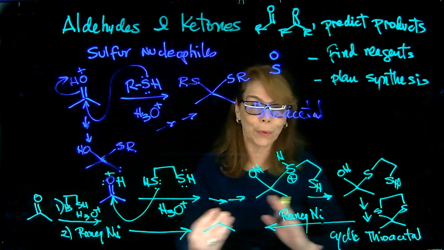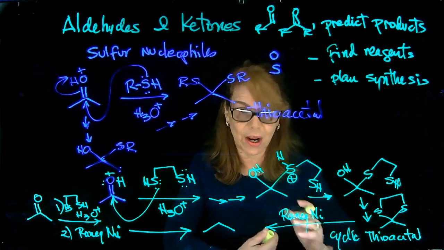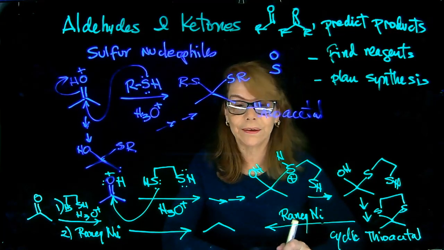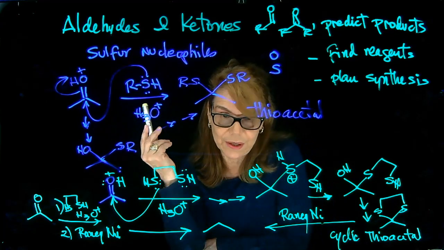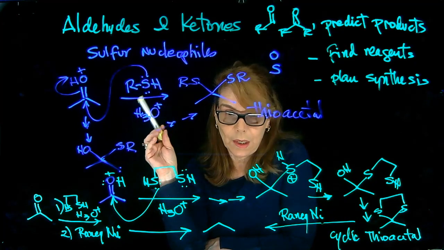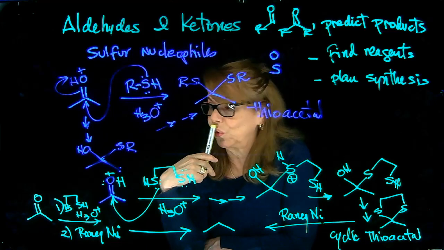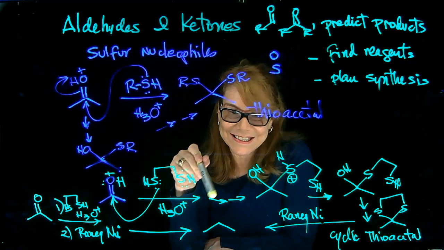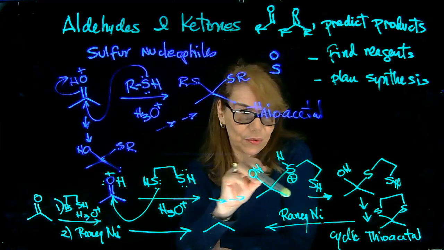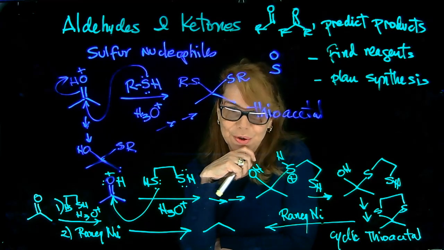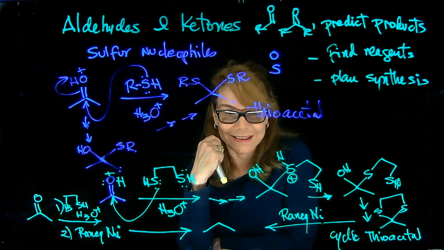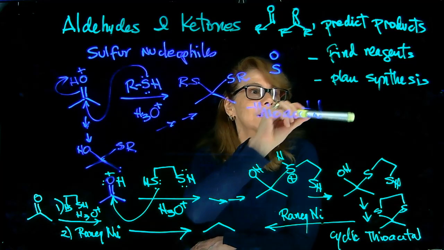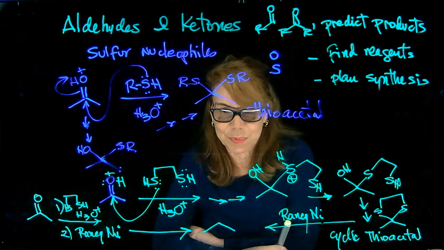So very useful when we have synthesis strategies. We have several. We can do a Clemmensen reduction of aldehydes and ketones. We can do Wolff-Kishner, and this is the use with Raney Nickel through the thioacetal formation. We will apply that in sequence with synthesis, planning synthesis.